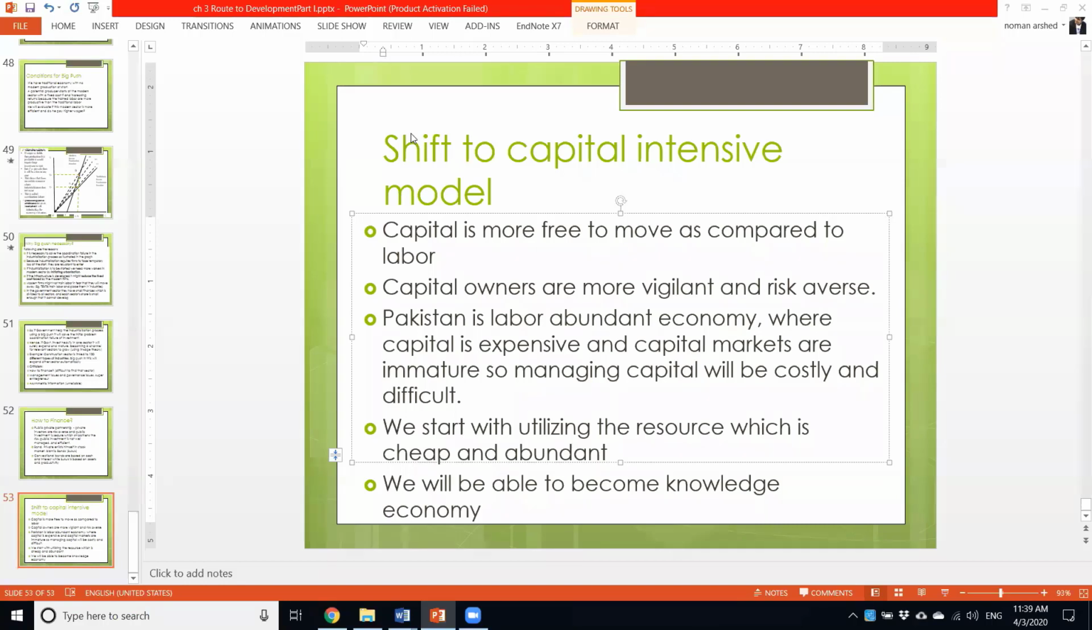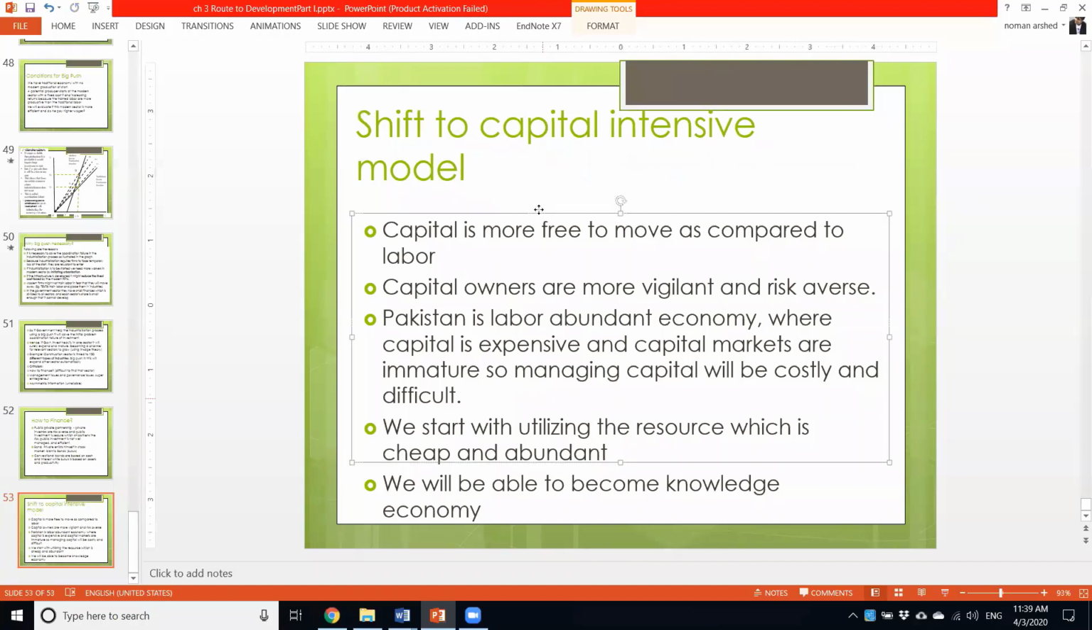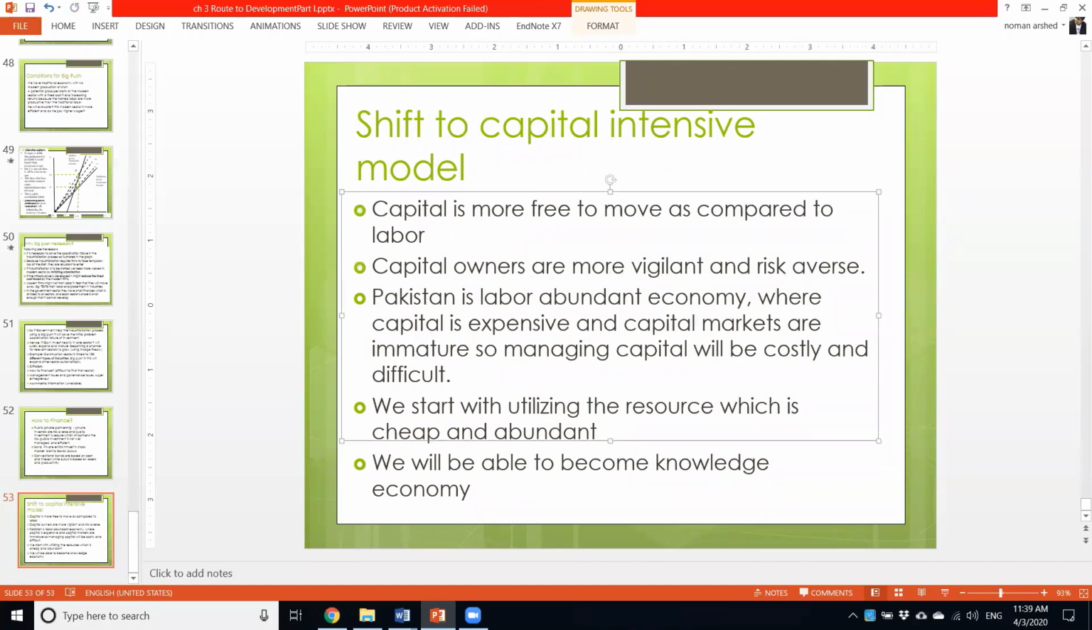So this way, based upon the modern discussion, we can counter the criticism of the big push theory. Last but not least, we need to understand that the recent development of China is because of this linkage theory and the big push theory. So there is a success story. Since they are labor abundant, they use this model, and we can use it too.